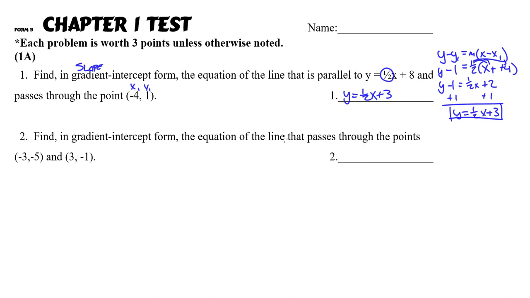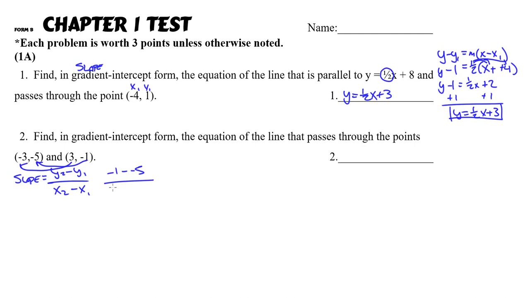2, find in slope-intercept form the equation of the line that passes through the points. So they don't give us the slope. We have to find the slope and then use one of the 2 points, right? So if you remember, slope is y2 minus y1 over x2 minus x1. So in this case here, that's -1 minus -5. A fair amount of people put pluses in here, thinking of midpoint or something like that. So make sure that you're doing the negative in there.